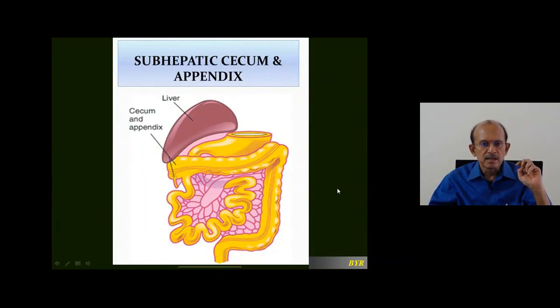This is error in the third stage of rotation, where the cecum has not developed. At the end of the second stage of rotation, the cecum will be occupying the subhepatic position like this. Then later it grows, and as it grows, it comes down like this into the right iliac fossa. Sometimes the third stage will not occur, resulting in a subhepatic cecum. In that case, the appendix also will be in the subhepatic region.